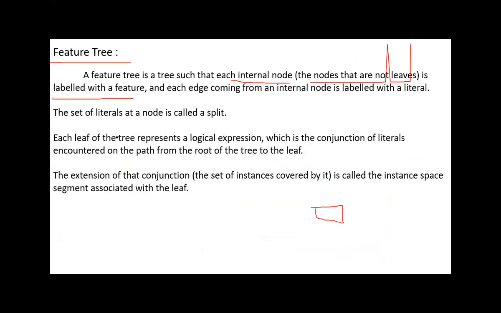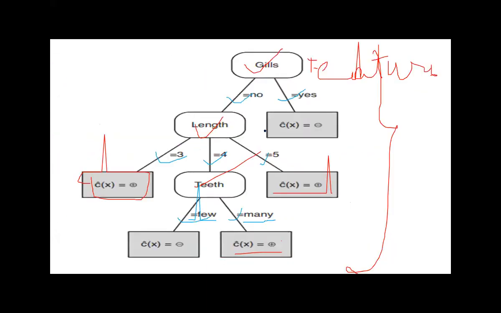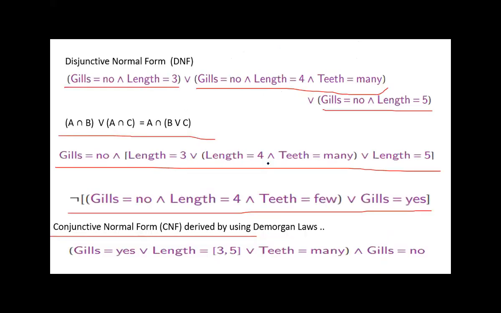Now, for each node, the set of literals at a node is called a split. Length has three splits. On three, there is a split. On four, there is a split. On five, there is another split. These are also called splits. Very, very important.